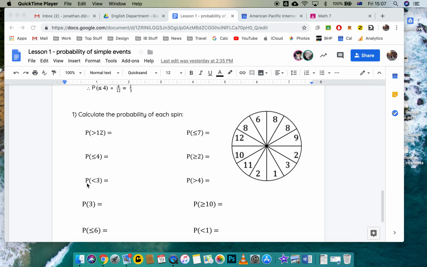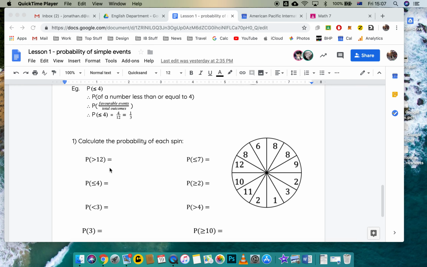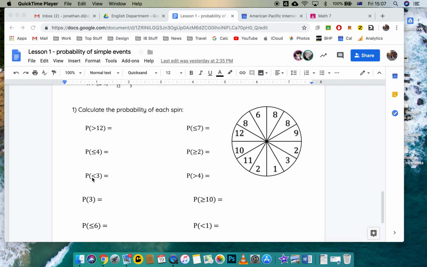Okay, the next one, what's the probability that the number is less than 3? Okay, the number is less than 3. This number is less than 3, this number is less than 3, this number is less than 3. So there are 3 instances here out of a total of 12.